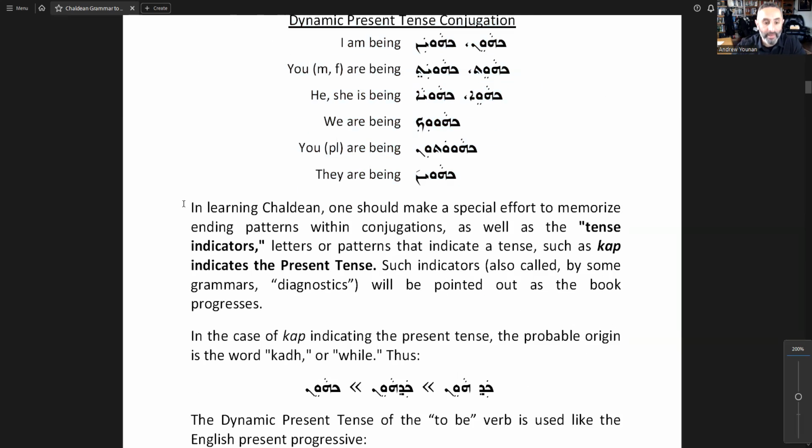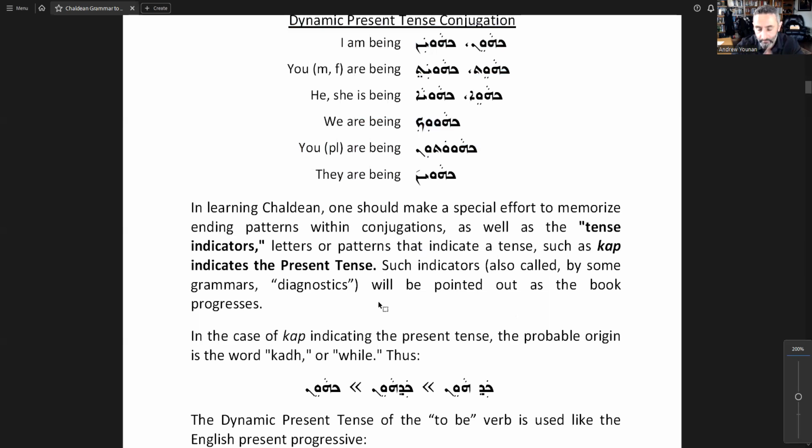So in learning Chaldean, one should make a special effort to memorize ending patterns within conjugations, as well as the tense indicators, letters or patterns that indicate a tense, such as kap indicates the present tense. So this is another thing to memorize. A kap at the beginning of a verb always indicates the present tense. This is something you should learn very, very well. Such indicators, also called by some grammars diagnostics, will be pointed out as the book progresses.